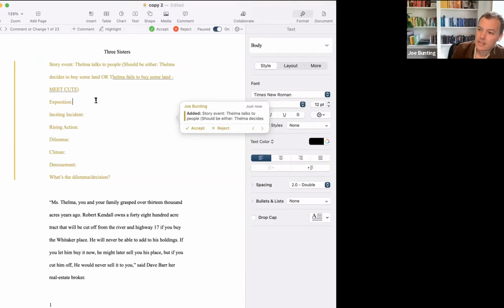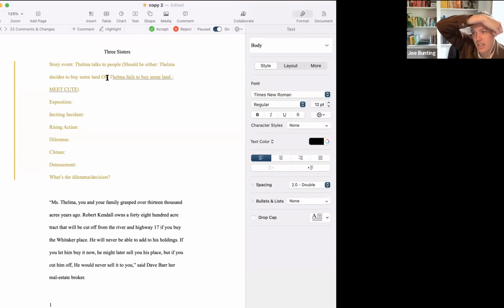Mr. Darcy and Elizabeth, they meet. He is really rude, says, there's no one I would dance with. She's tolerable, you know, and she just laughs at him. That's a meet cute. And Thelma failing to buy some land and getting chewed out, and Robert saying to her, I'm never selling you this land. You can take your money and shove it. That's a good meet cute.